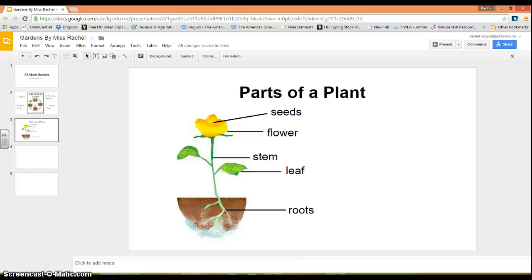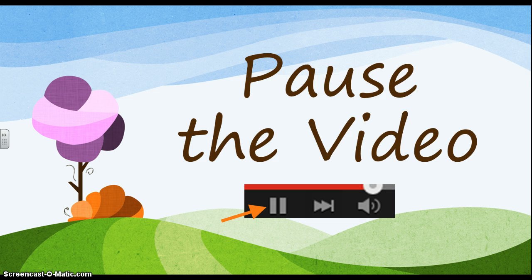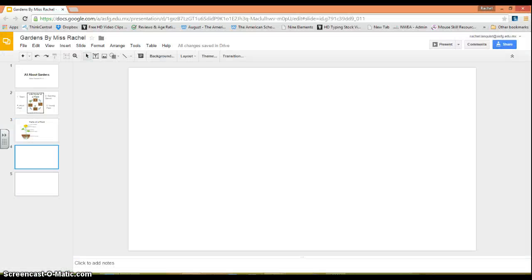The next step in our garden project is going to be typing. So I'm going to go to slide 4. Go ahead and pause the video so that you can find slide number 4. So in this slide, we're going to now add the information that you have written down. Maybe it's what you learned, or maybe it's something else, but I'm going to give you Miss Rachel's example, but you make sure you write what you have.